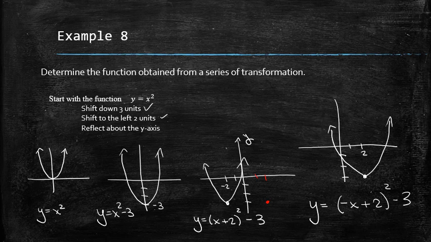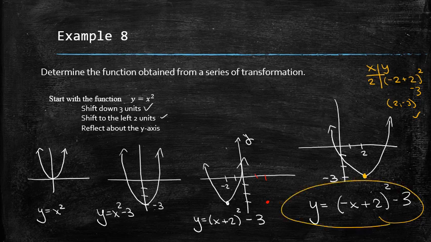So let me write down how I checked it. Again, the key point is this vertex. In my picture, 2 was the vertex, so I just wanted to make sure I was going to get negative 3 back as the y value. If I plug in a 2 to my function, I have the opposite of 2, but then I add 2, so we're at 0. Squared is still 0. Minus 3 gives me the ordered pair 2, negative 3. So that worked out. That's the function that I was looking for.